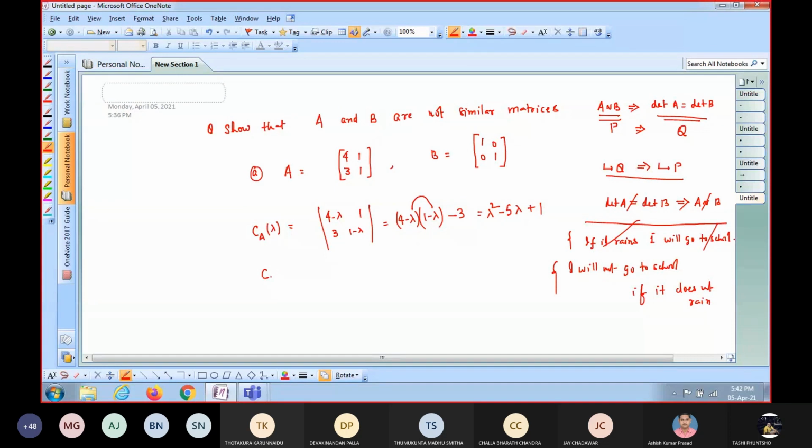Similarly, you go for the characteristic polynomial of B. What is B? You can see here determinant of 1 minus lambda 0, 0, 1 minus lambda. So it is simply 1 minus lambda whole square. So you can see easily that they don't have the same characteristic polynomial. Therefore, A is not similar to B. What is the other way? You look at the trace of A: 5, 2, their traces are not equal. So they are not similar.